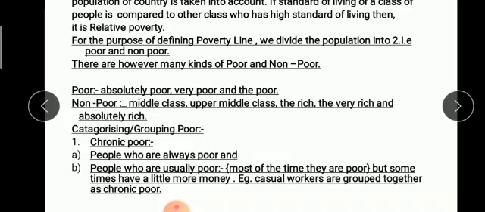Examples of such poor who are always poor and who are usually poor are casual workers, grouped together as chronic poor. Casual means one who is doing multiple jobs, one or the other job, who does not have a fixed job. If he has work today, he does it; if there is no work tomorrow, no work. Such workers are called casual workers. So chronic poor are people who are always poor and people who are usually poor.